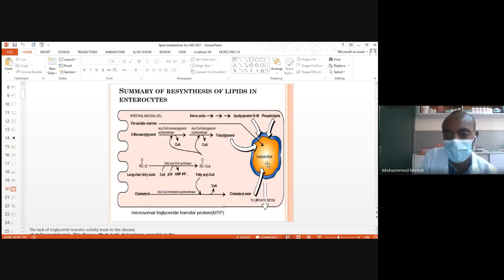So chylomicron is formed when we add apoproteins. This one is unique for chylomicron. Apolipoprotein B48 is unique for this chylomicron. Do you know the function of this protein part? What are the functions of the protein part in the lipoprotein? Do you have any suggestion?